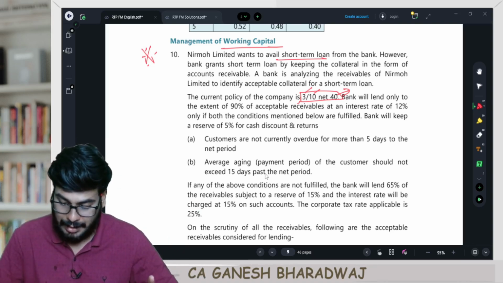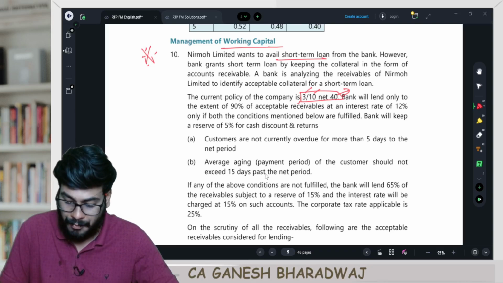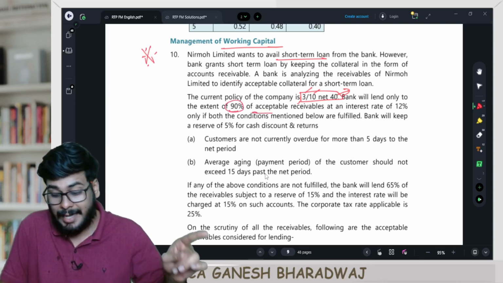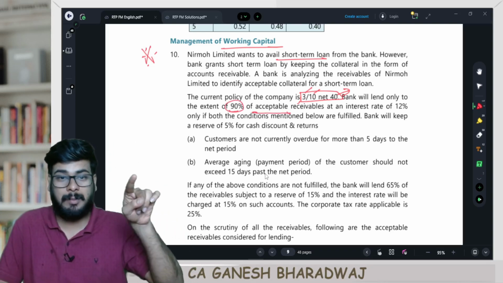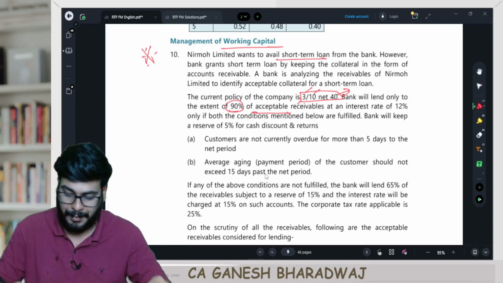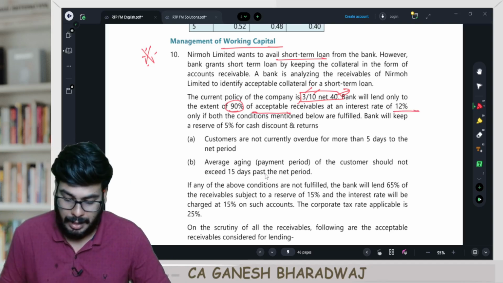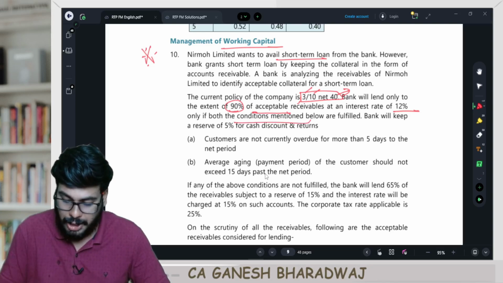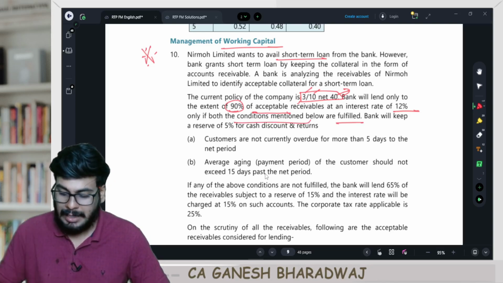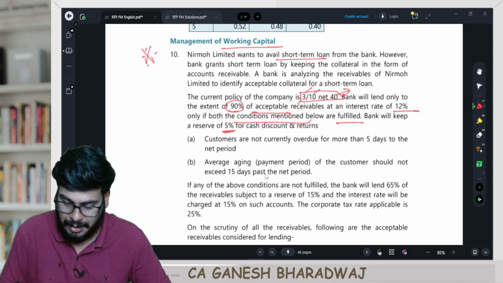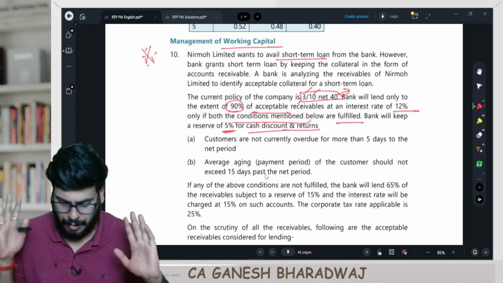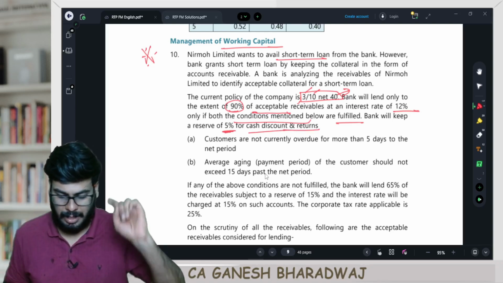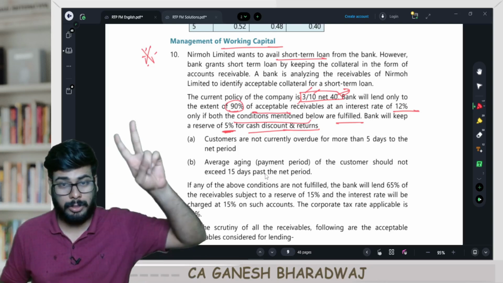The bank, they are saying they will lend only to the extent of 90% of acceptable receivables. What is acceptable receivables? Wait, let's read the question fully. At an interest of 12%, only if both the conditions mentioned below are fulfilled, right? The bank will keep a reserve of 5% with a cash discount and returns. Okay, fine. What do you mean by acceptable receivables? Number one, two conditions, both the conditions should be satisfied.